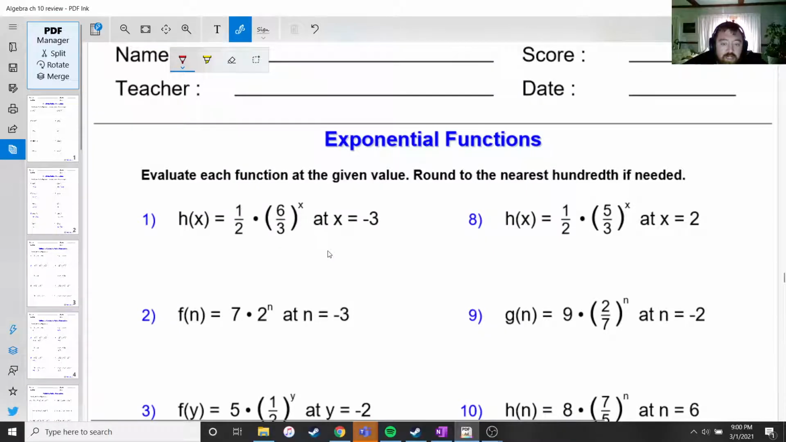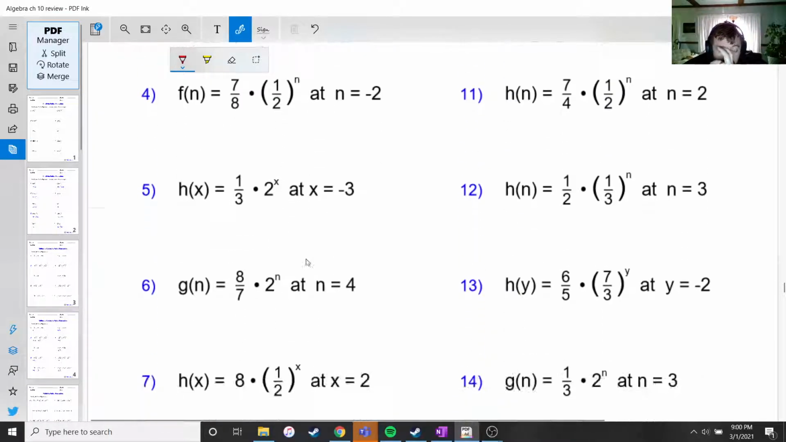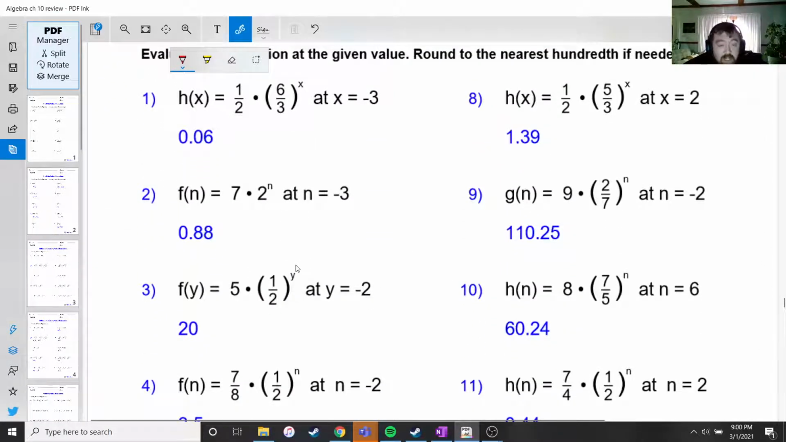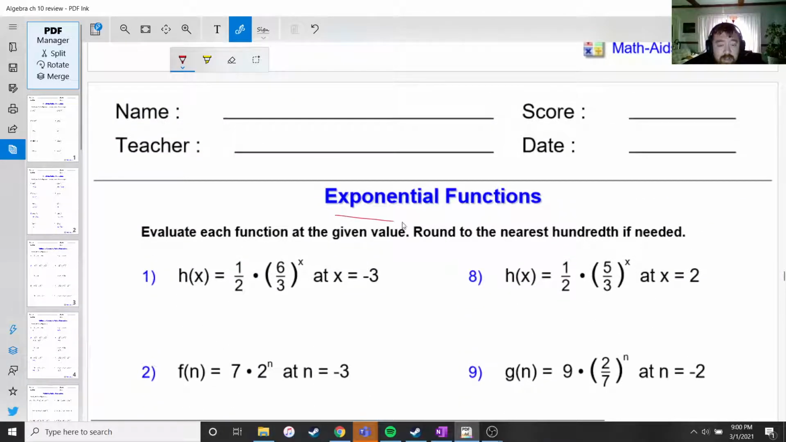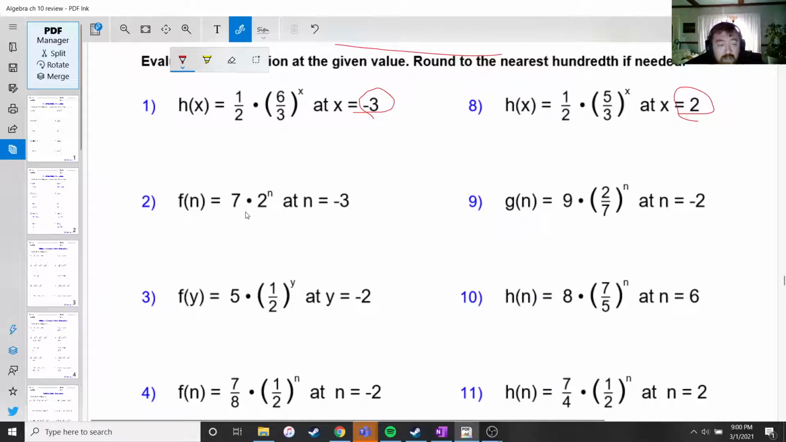Anyways, I don't want you guys to worry too much about it. So on these ones here, exponential functions, all you're doing is plugging in these x values and calculating it. And you guys have calculators, you guys can do that. But this one here would be like 7 times 2 to the negative 3 power. So then we're going to do 7 over 2 to the third power, which is equal to 7 over 8.